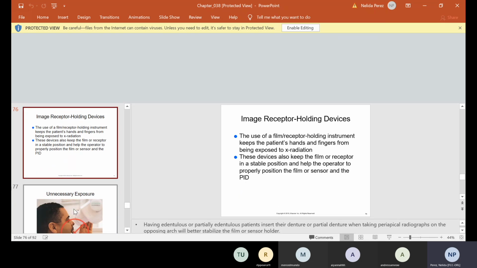Now, image receptor holding devices. So yesterday we went over this also. The use of a film receptor holding instrument keeps the patient's hands and fingers from being exposed to x-radiation. These devices also keep the film or receptor in a stable position and help the operator to properly position the film or sensor and the PID.